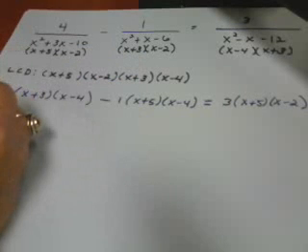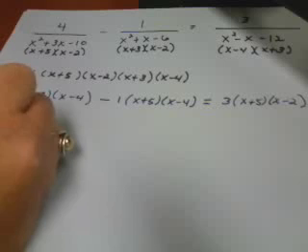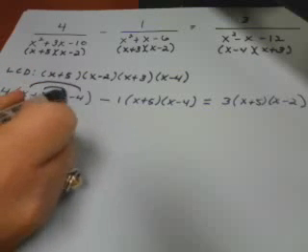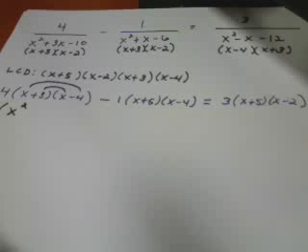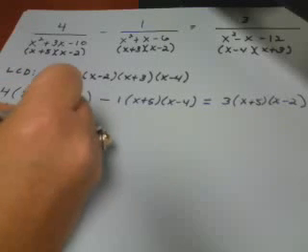So I'm going to bring my 4 down, and I'm going to FOIL this out. Well, you're going to get x squared for your first term. Your inner and outer will give you a negative 4x plus 3x, which is going to give you a negative x. And then your last term is minus 12.